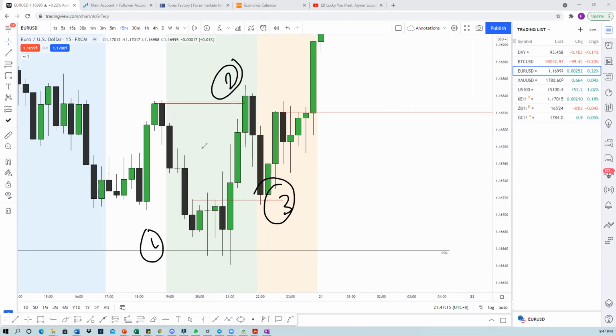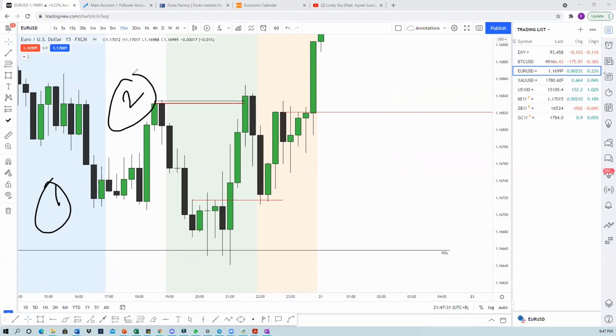Now that is led from what? Look at this. You have an overall reversal profile leading to a continuation profile. Now where's the reversal profile? Here you go. Consolidation, expansion, and what? Reversal. Then you have what? Consolidation, expansion, retracement.